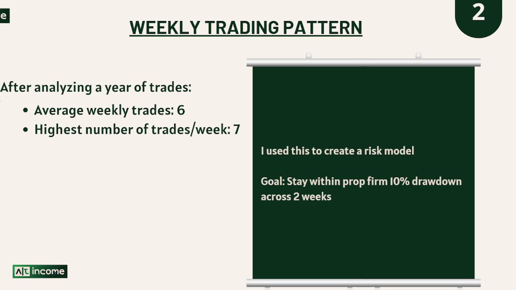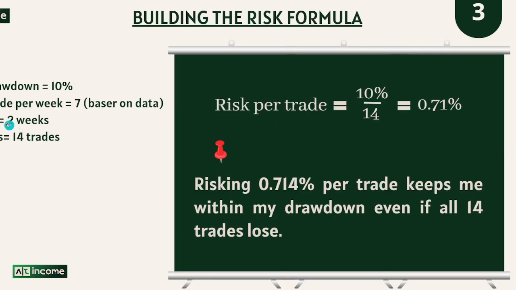Though I have already got my data, let's move on. Okay, so now the maximum drawdown is 10%. My max trading per week is 7, and the period I want to give these chances is 2 weeks. If I have 7 trades in a week, that means it's going to be 14 trades in 2 weeks. Am I correct?